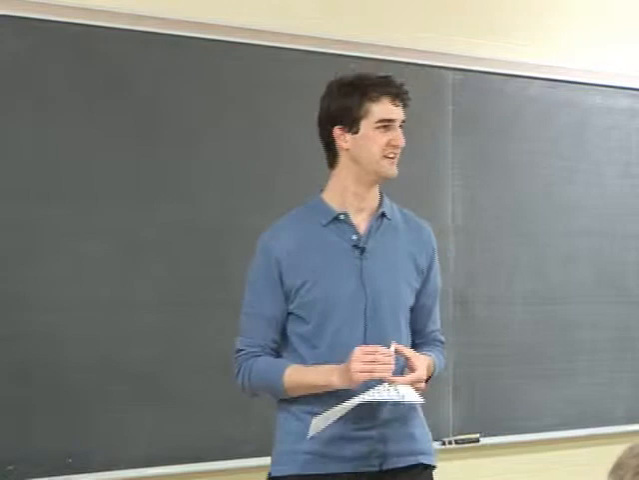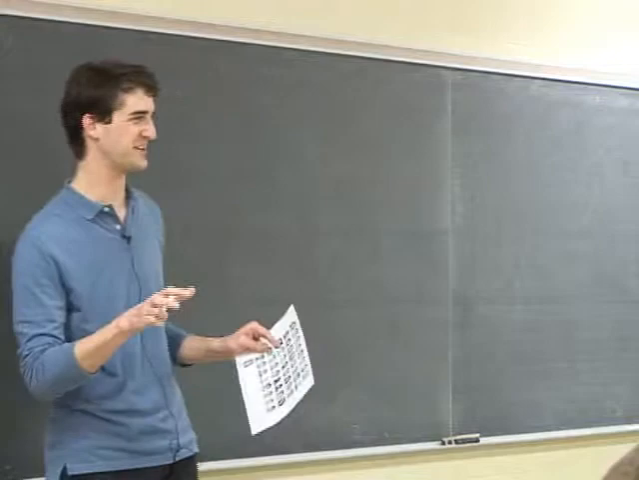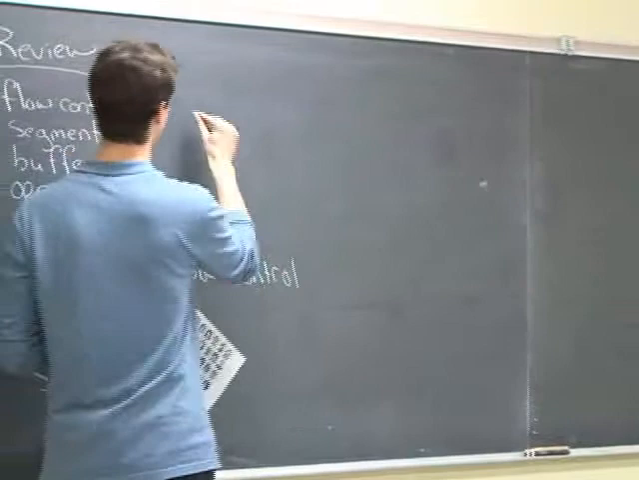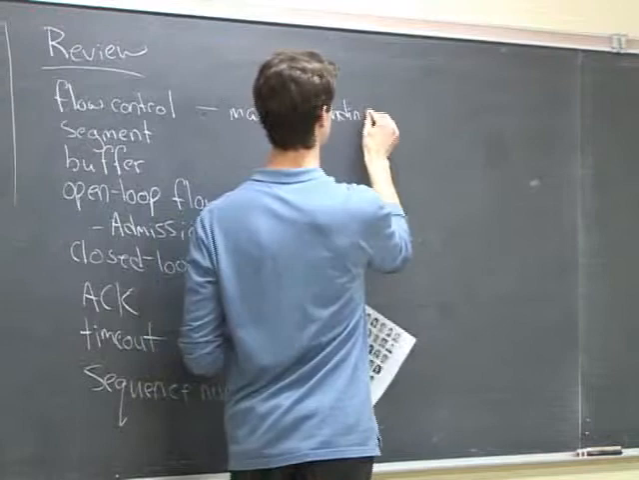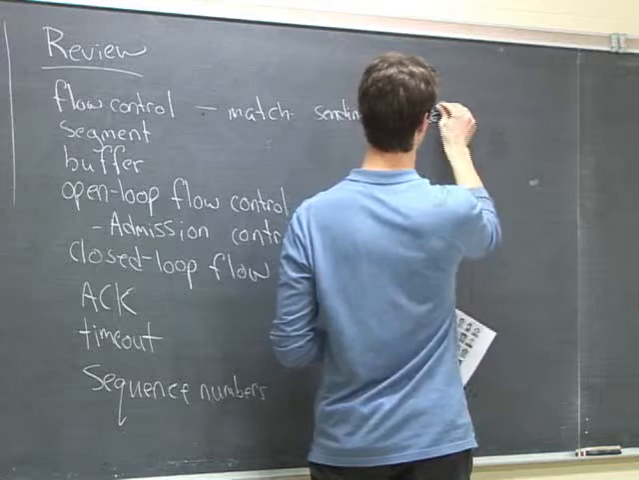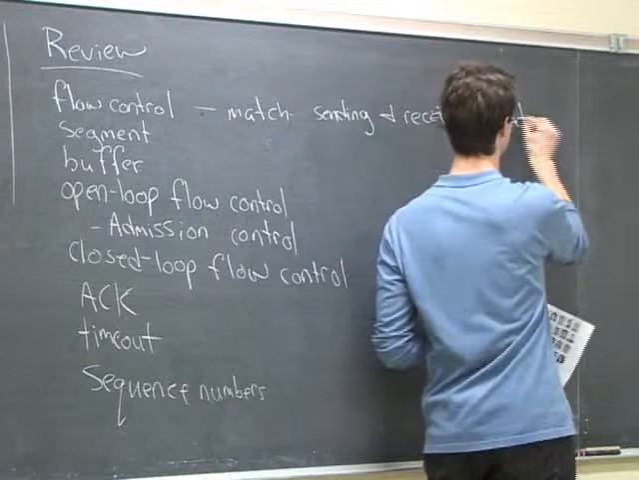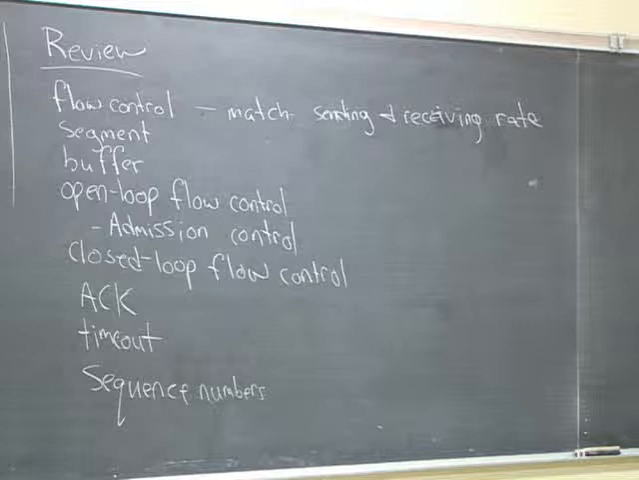Okay, so the answer, I'm just going to clean up your answer a little bit. Basically with flow control, we want to match the sending rate to the receiving rate. So we want to match these two rates, so that the sender doesn't overload the receiver. And along the way we also don't want to overload anything in the network. Preventing overloading things in the network is called congestion control.